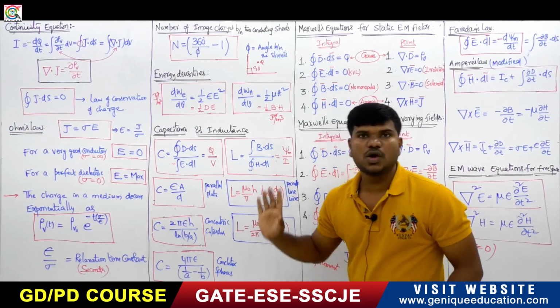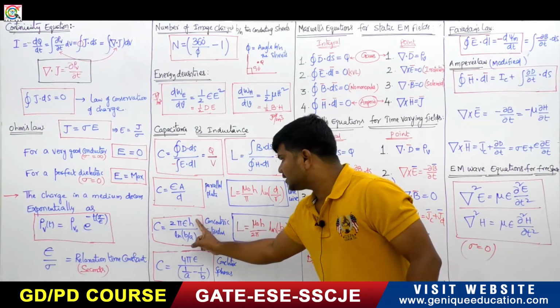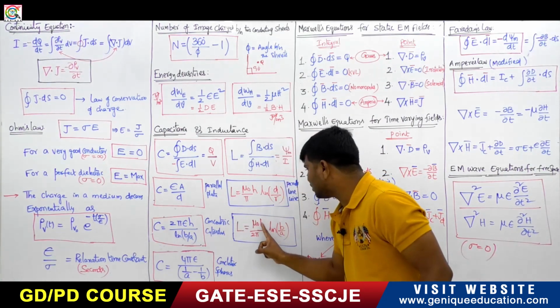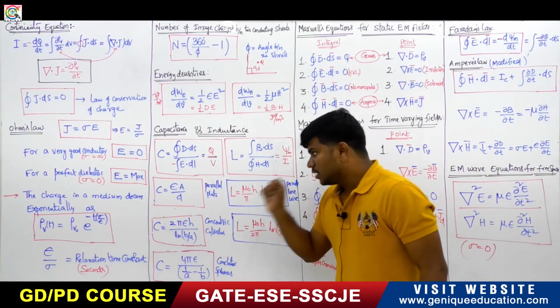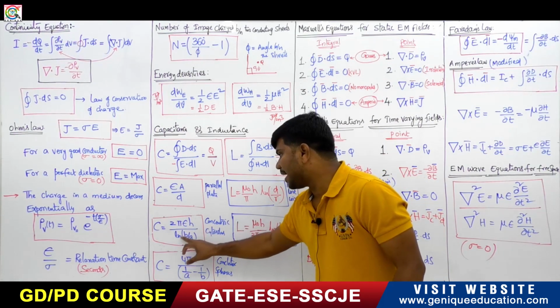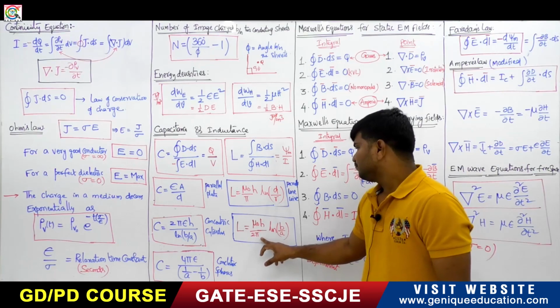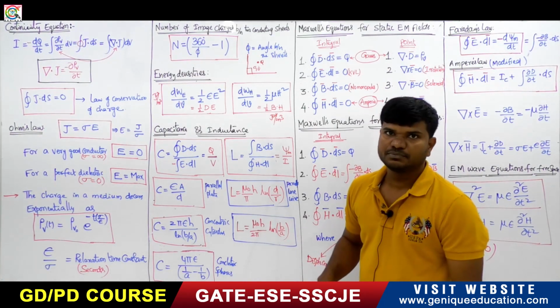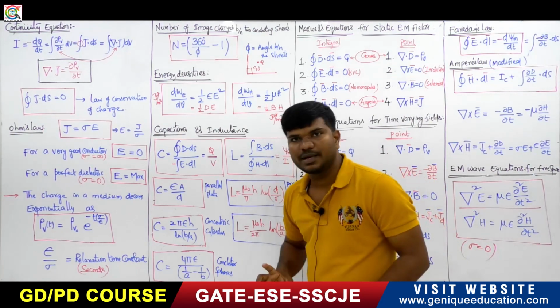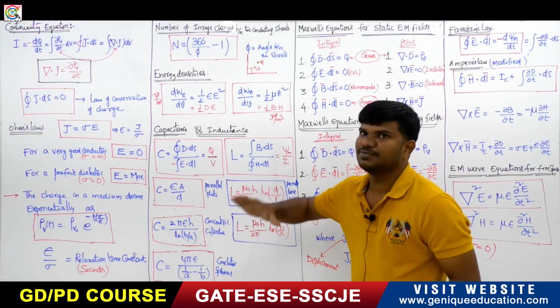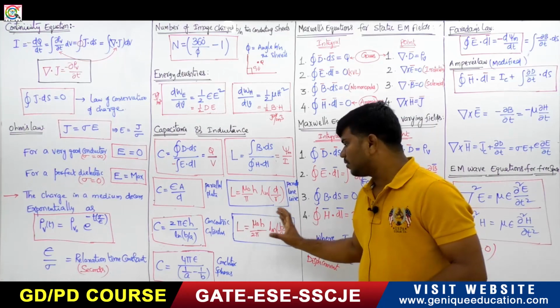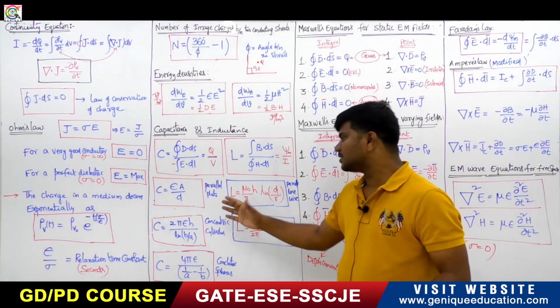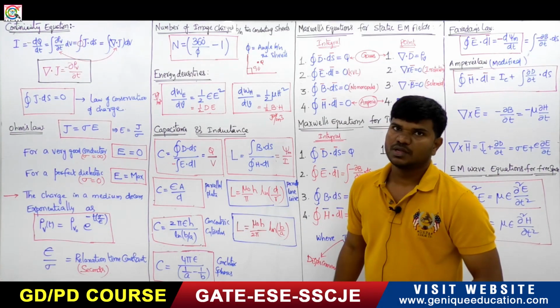There the capacitance is defined per unit length. Inductance is also defined per unit length. So the length h will go away, and there you will get 2 pi epsilon divided by ln b by a, and mu naught divided by 2 pi ln b by a. So you have to remember these capacitances and inductances for the concentric cylinders.